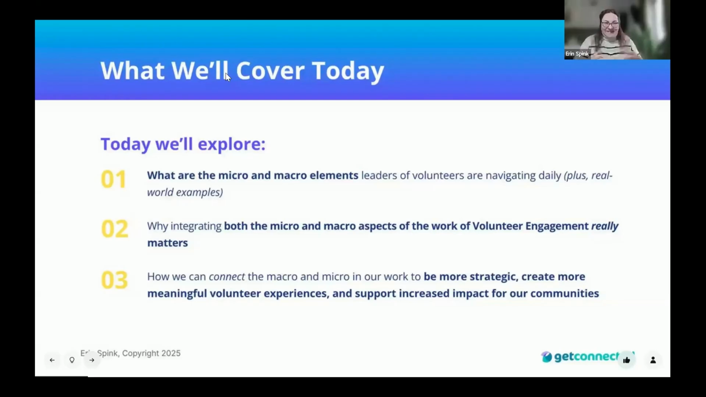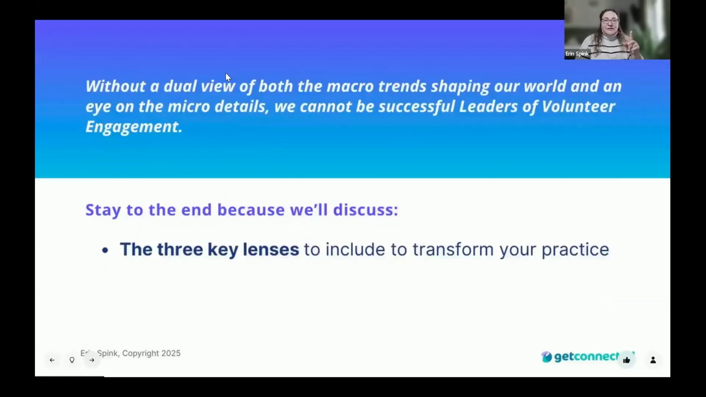So that strategic lens that Court talked about, because really that's going to allow us to create more meaningful volunteer experiences. It's going to allow us to do what is the goal, the purpose of our work, which is to support increased impact for our communities and deliver on our mission. Just a little FYI, stay to the end because I am going to introduce three key lenses.